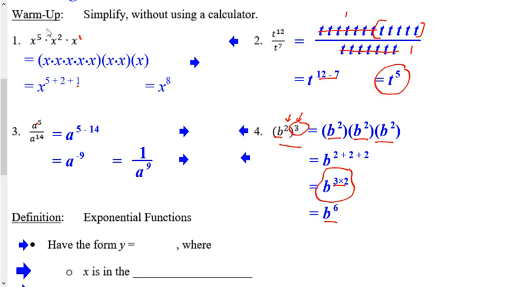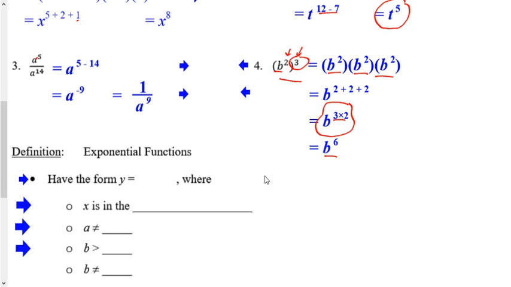Multiplying powers, I add the exponents. Dividing powers, I subtract the exponents. So those are some of the rules for working with exponents, just a reminder of what you've learned in previous grades. In this chapter, we're getting into exponential functions.